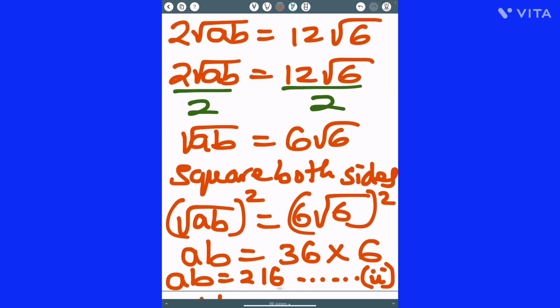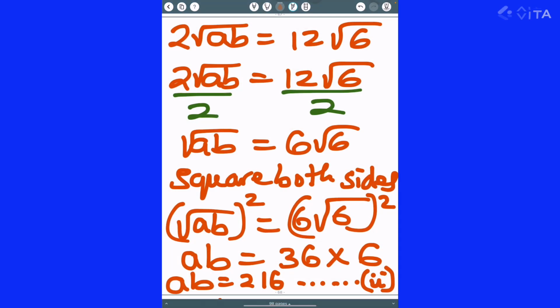As usual, divide both sides by 2. Then do this for the irrational part. You can divide both sides by 2. So you get 6 root 6. Expand it and you get this. So 2 in 12, 6. 2 here, 1. Root AB is this. If you square 6 root 6, you get 6 times 6, 36.